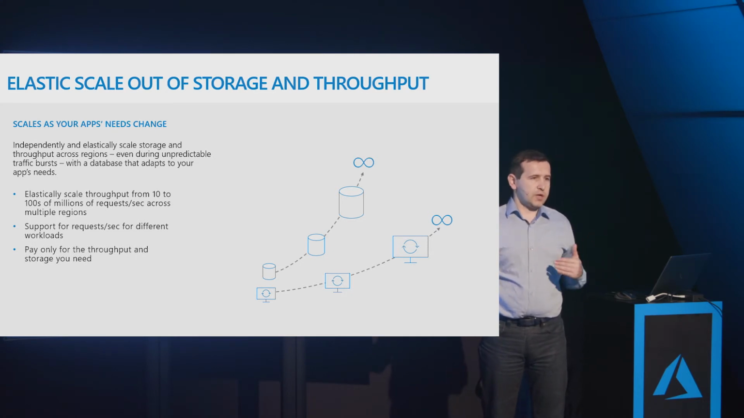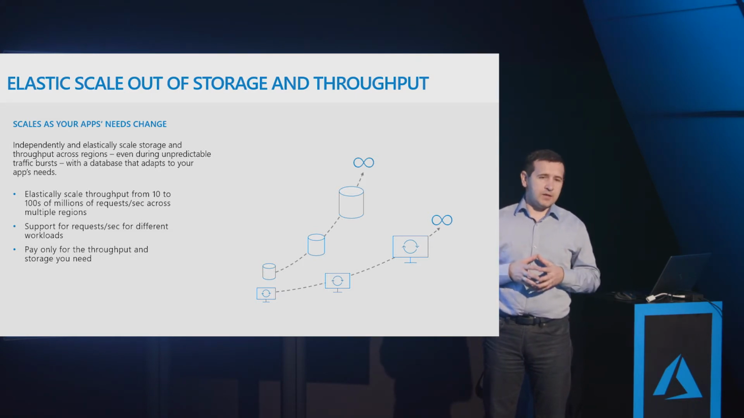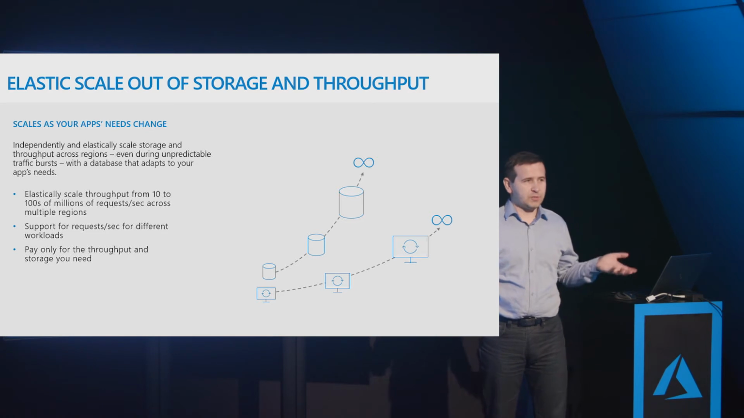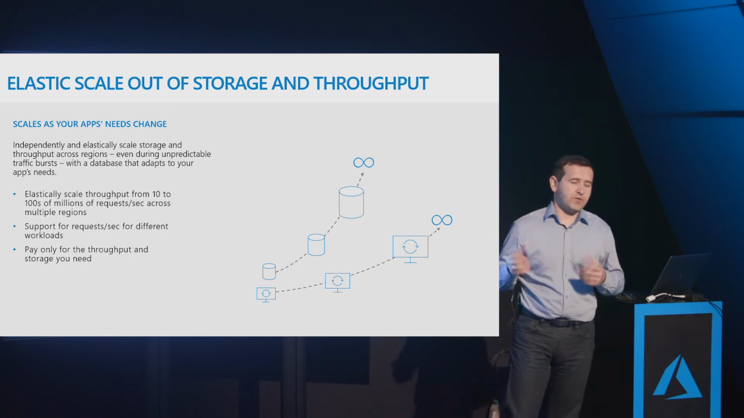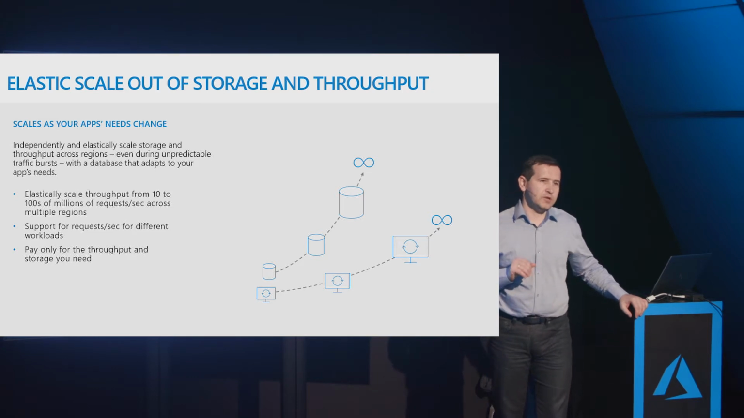Some of our competition actually does not provide these capabilities because they simply deploy the data in virtual machines. And therefore, you're limited to the configuration of the actual virtual machine. If you have some throughput, you will have some storage too. If you have some storage, you will have some throughput. And you pay for all of that. In Cosmos DB, those two things are completely independent of each other.